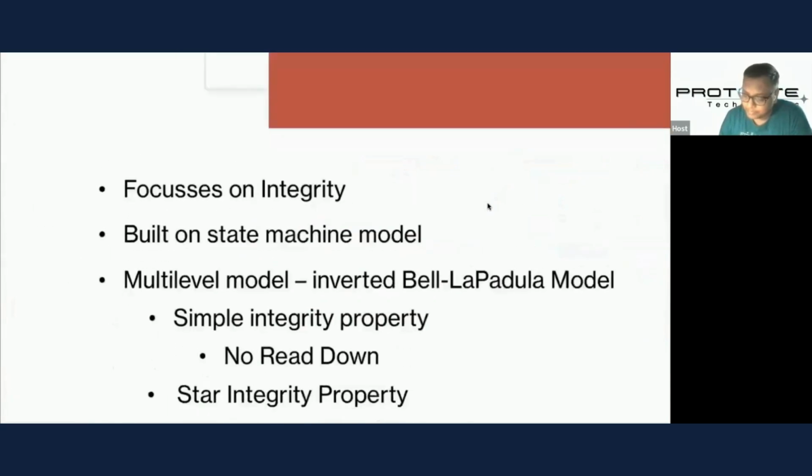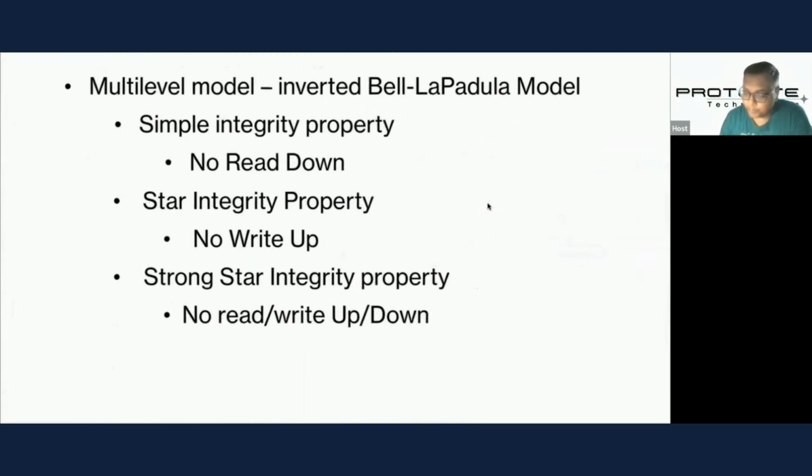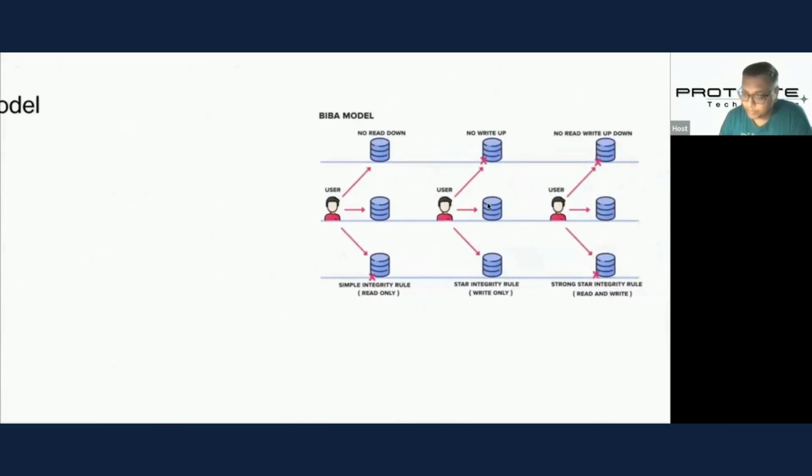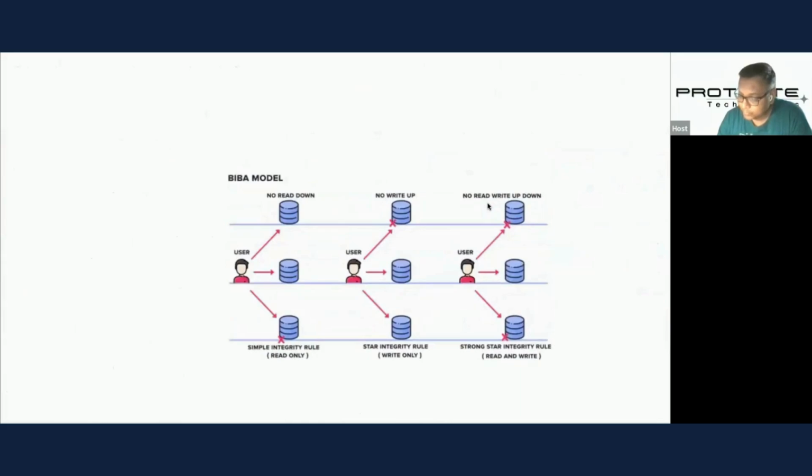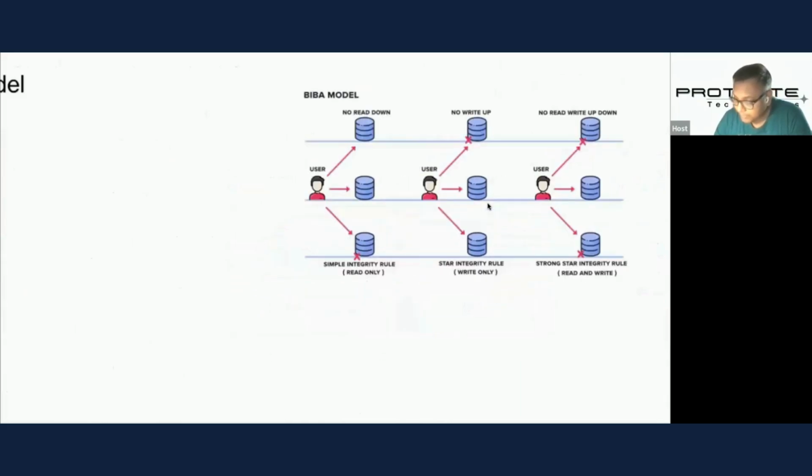Second property is called the no write up property. Now, how does the no write up property protect the integrity of data? Okay, let's see. So you're not allowed to write up. Why?